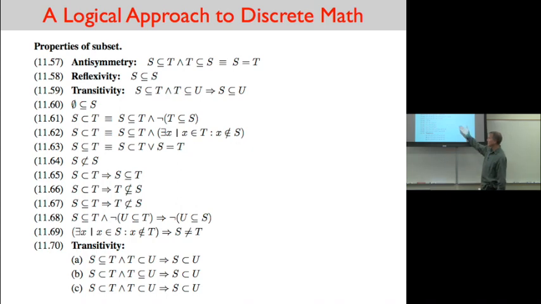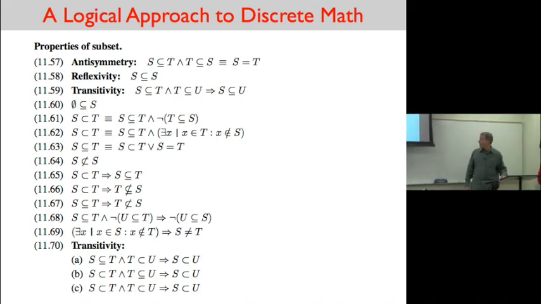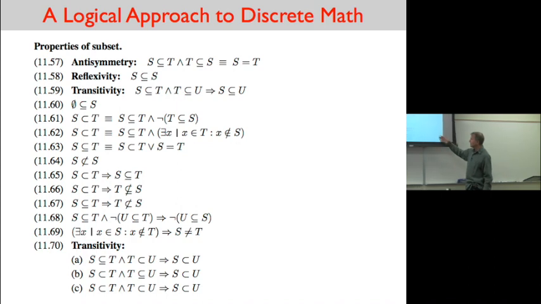Right, and then reflexivity: S is a subset of S. Transitivity: S is a subset of T, and T is a subset of U, implies S is a subset of U. That's an interesting one. And there's a bunch of other ones. The empty set is a subset of any set.